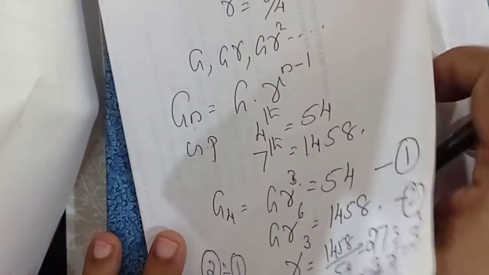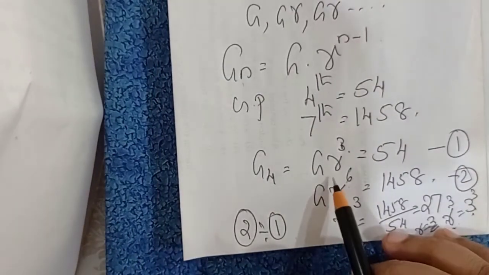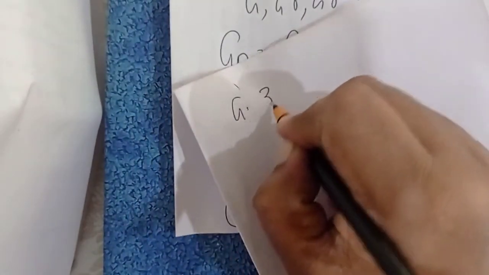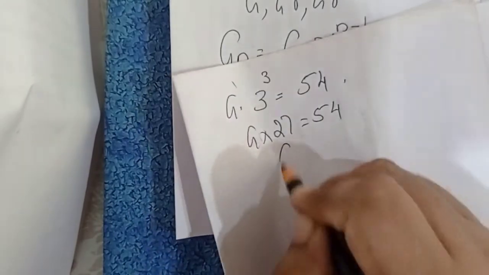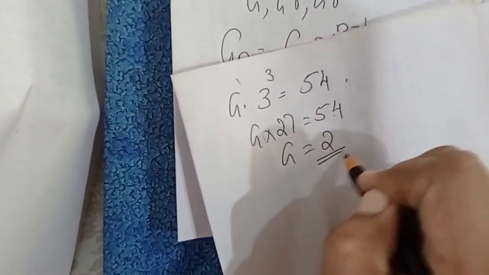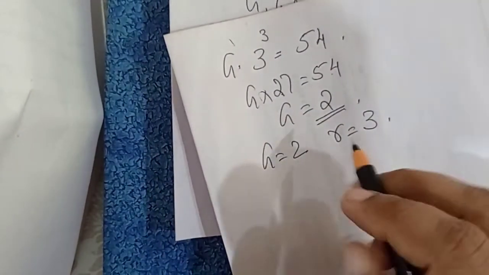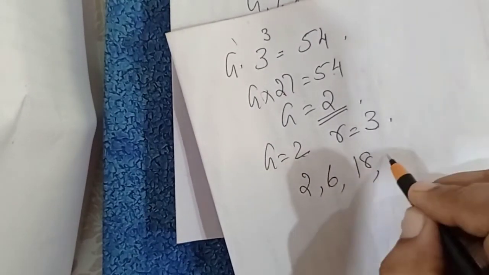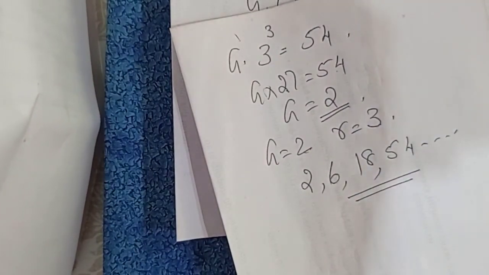Finish. When you write r is equal to 3, then you have to substitute r is equal to 3 in the first equation. Therefore, you will get a into 3 cube is equal to 54. That is a into 27 equal to 54, means a equal to 54 by 27, 2. If a is equal to 2 and r is equal to 3, then you can write the GP as 2, 2 3s are 6, 6 3s are 18, 18 3s are 54, etc. This is the answer. Understand?